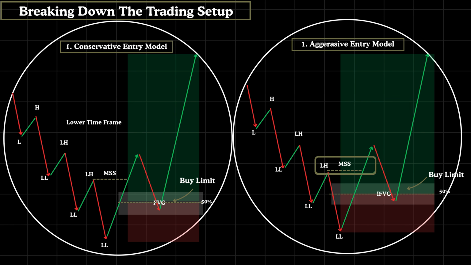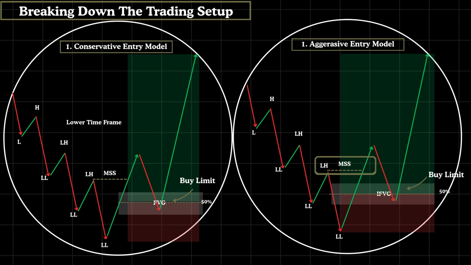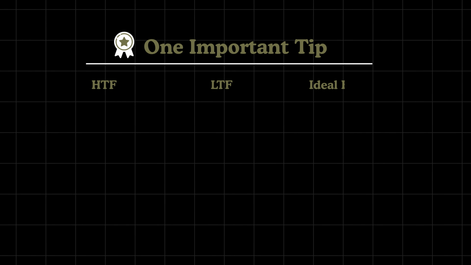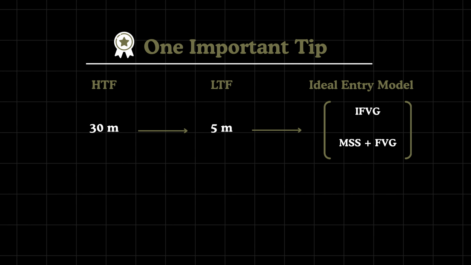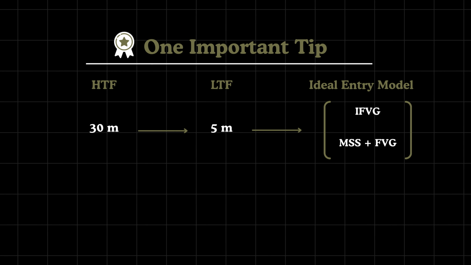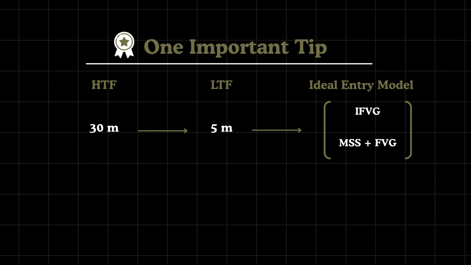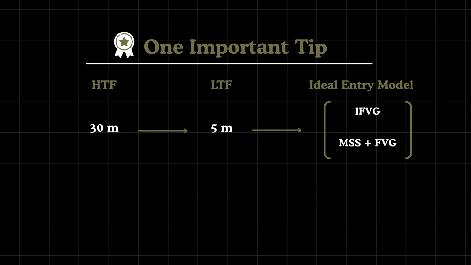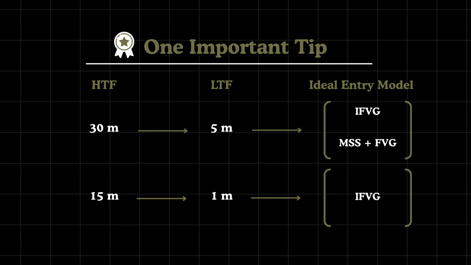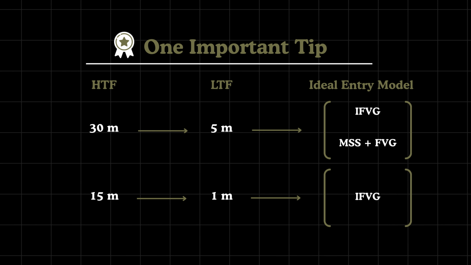The exact same principle applies in the bearish scenario, just in reverse. Here's an important tip. If you're trading with the 30-minute and 5-minute time frame combination, both conservative and aggressive entries perform well. But if you're using the 15-minute and 1-minute combination, the aggressive entry tends to deliver better results.